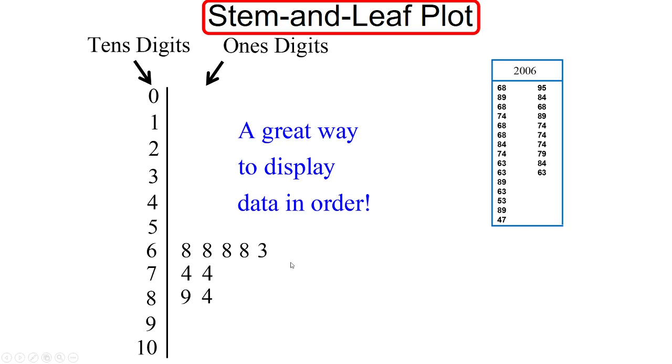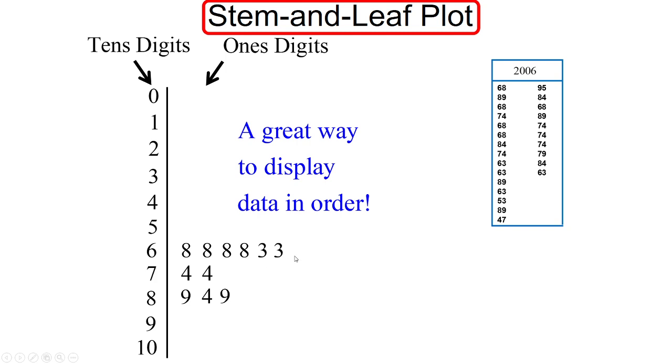And then another 63. Well, that's easy. Let's just put another ones digit of 3 there. 63, 63, so we're at 89. So at the tens digits of 8, I need another 9. Okay? And then, oh, look at that, another 63.